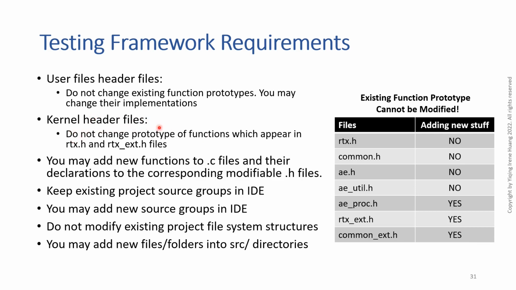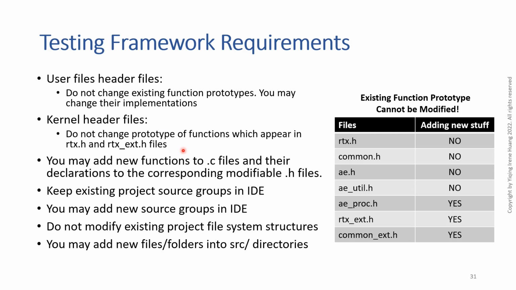So for the kernel header files, these are the user level header files. For the kernel header files, like anything like k_something.h, do not change the prototypes of functions which appear in the rtx.h and rtx_ext.h files. So in these two files, there are some k_functions. The prototype of those k_functions cannot be changed. Any other things inside the kernel, you can change them.